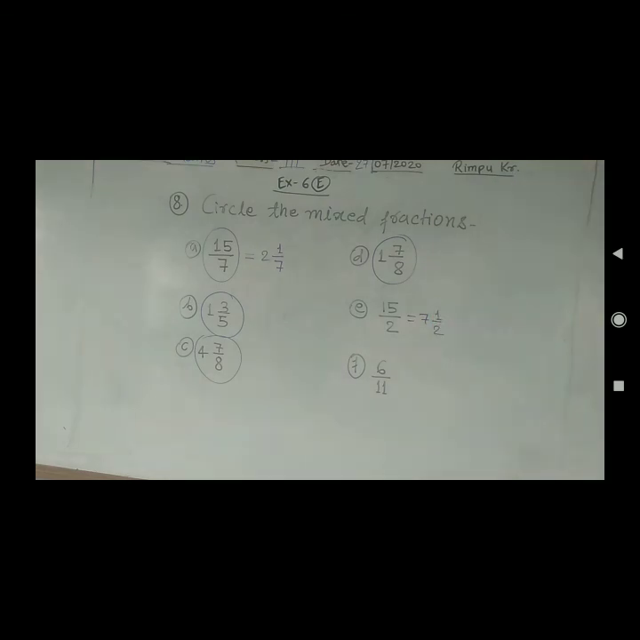And in question number 8E, you can see here 15 upon 2. That means you have to just turn it into a mixed fraction. You will have to divide by 2. You will get the quotient 7 and remainder 1. That means a mixed fraction is a combination of a whole number and a proper fraction. By this way you will get 7 whole 1 upon 2. That means it is in the form of a mixed fraction. So we have to circle it. Just circle it.